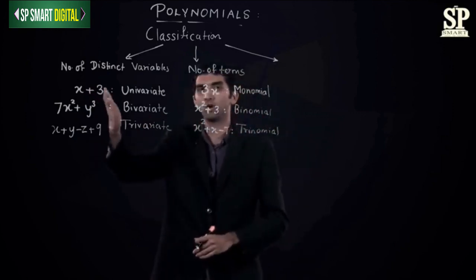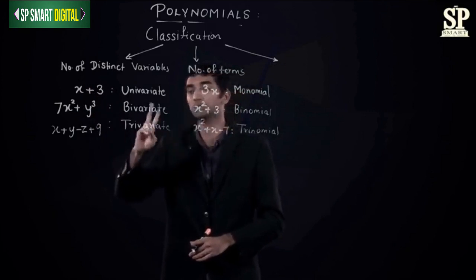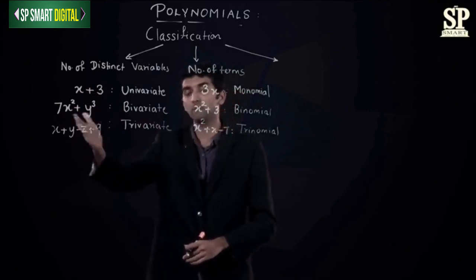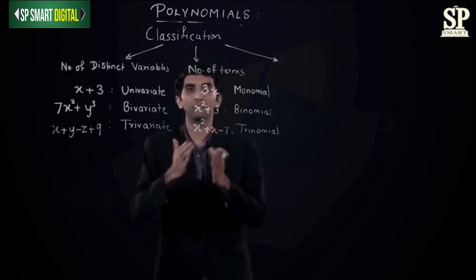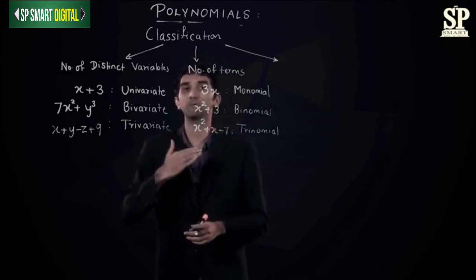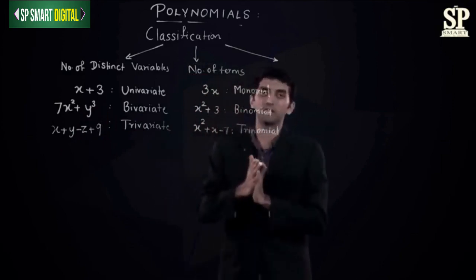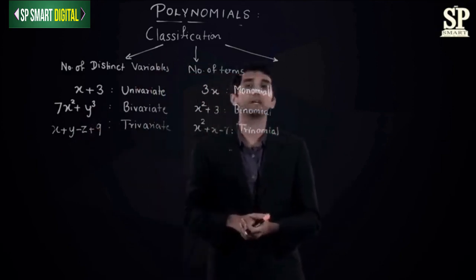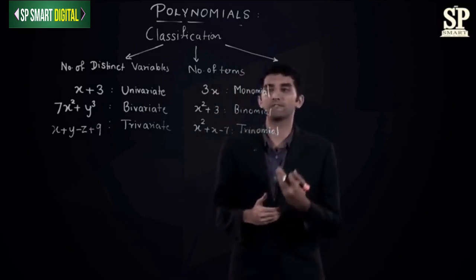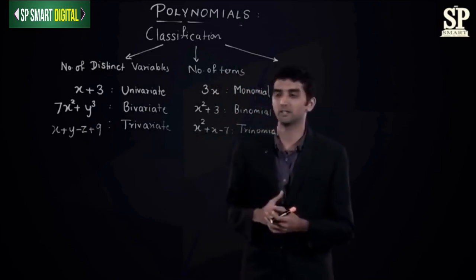Here this is a binomial because it has two terms. This is again a binomial because it has two terms, and this becomes a fourth degree polynomial in this case because it has four terms. So this classification is based on the number of terms, and this classification is based on the number of distinct variables the polynomial expression has.